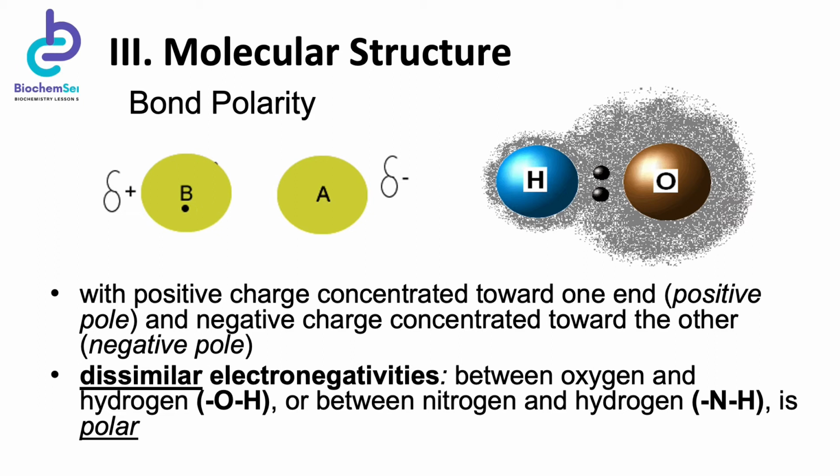Compared with a carbon atom, for example, oxygen and nitrogen atoms attract electrons relatively strongly, whereas a hydrogen atom attracts electrons more weakly. Covalent bonds in which the electrons are shared unequally in this way are therefore known as polar covalent bonds. The best examples of polar covalent bonds are the bonds between oxygen and hydrogen, and between nitrogen and hydrogen.